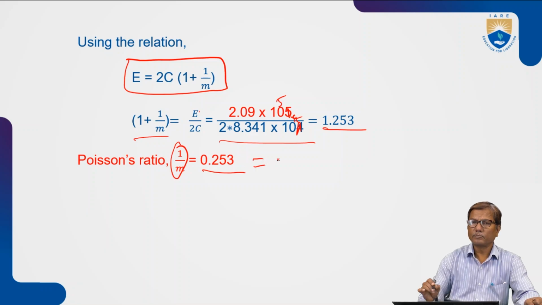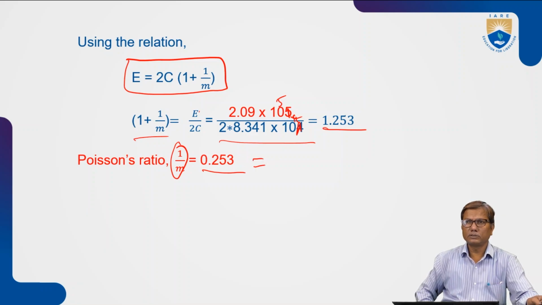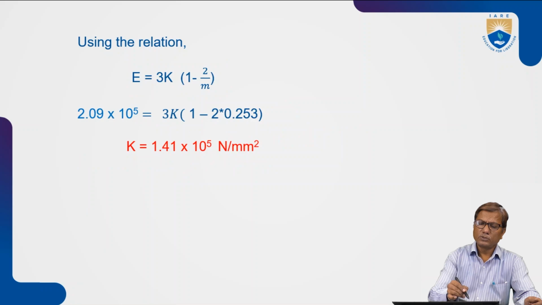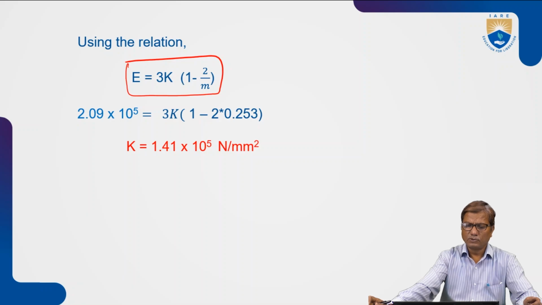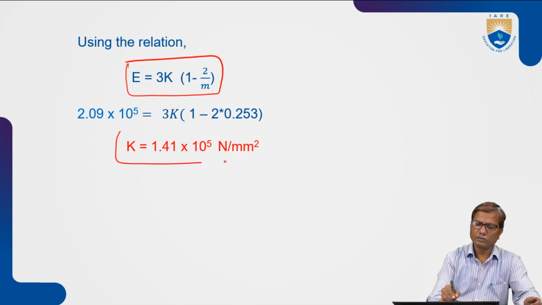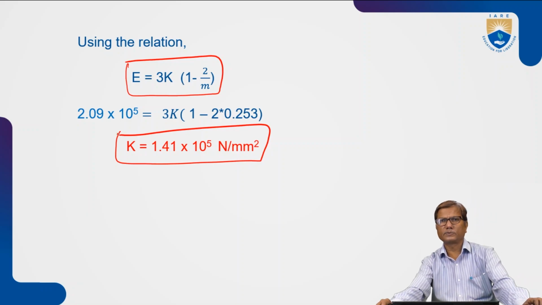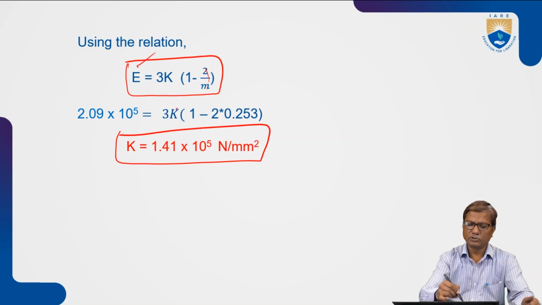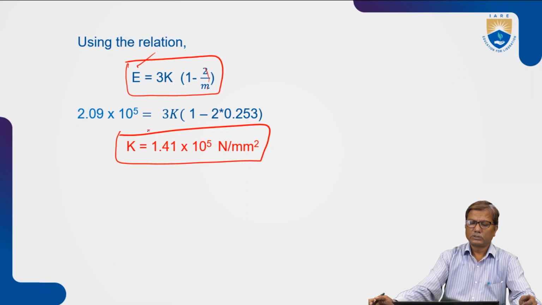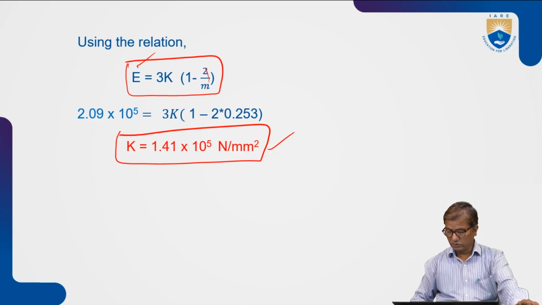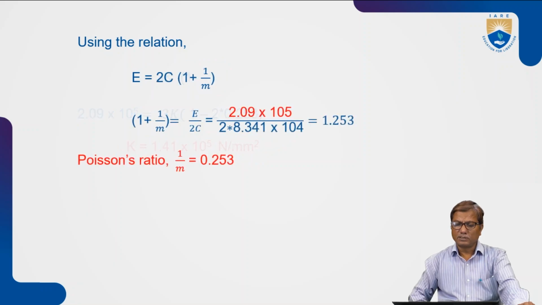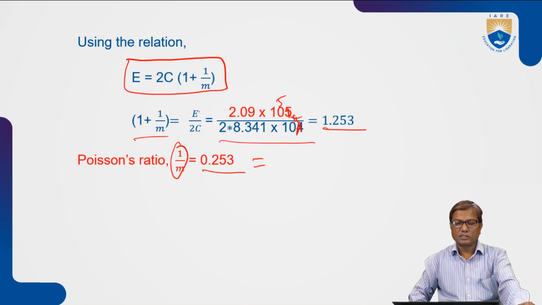Poisson's ratio means the ratio of lateral strain to longitudinal strain. Again, by using the relation between E and K, Young's modulus and bulk modulus, we find the K value, because E is known and 1 by m we have calculated. So we obtain the bulk modulus as 1.41 into 10 power 5 Newton per mm square. That's how we solve this problem. Let us see one more example.